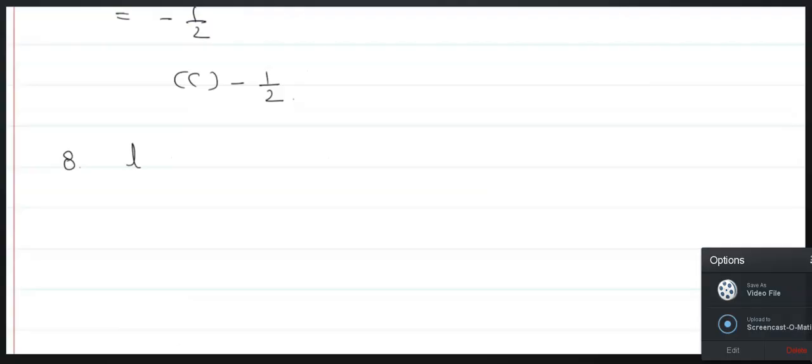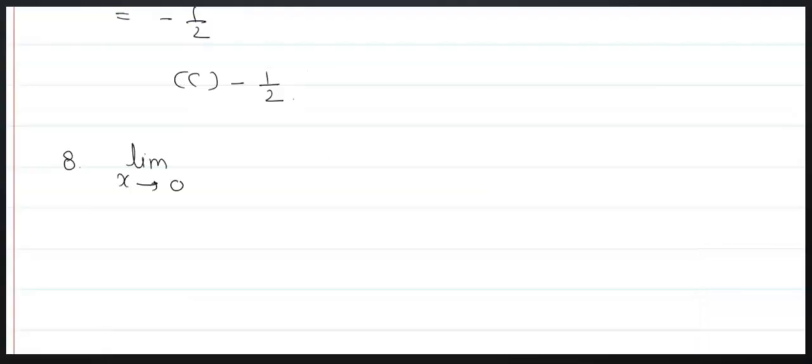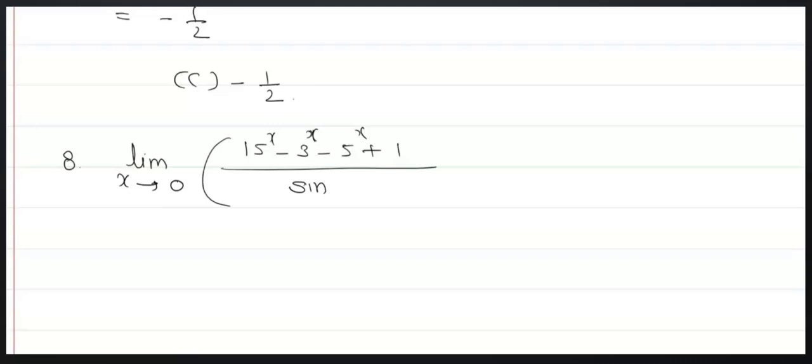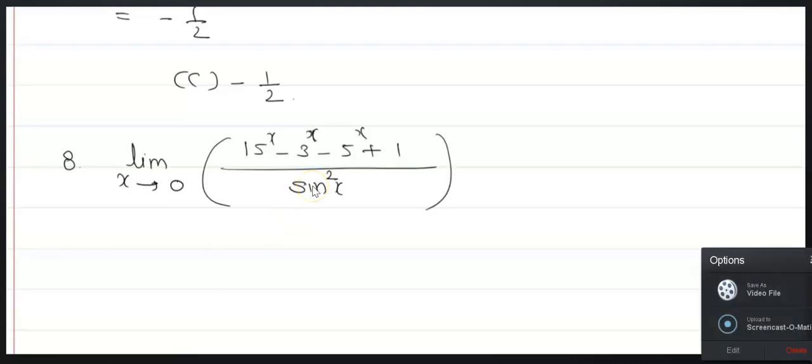Now the problem number 8. Limit x tends to 0, 15 raised to x minus 3 raised to x minus 5 raised to x plus 1 upon sin square x. Now see this here, important. We have solved this type of problems also. 15 raised to x minus 3 raised to x minus 5 raised to x plus 1. Now this 15 can be written as (5 into 3) bracket raised to x. And then solve. Divide the numerator and denominator by x square, and then you will get the answer.